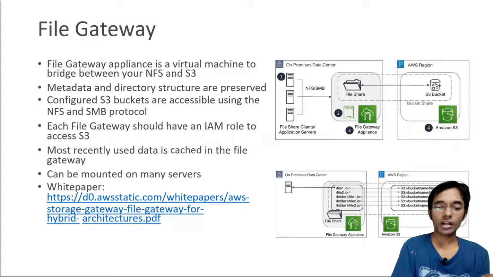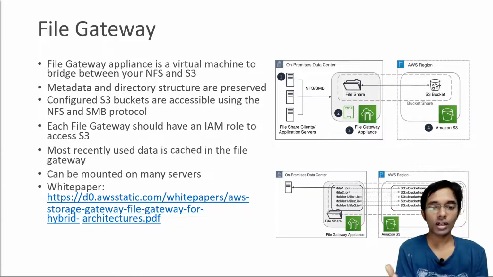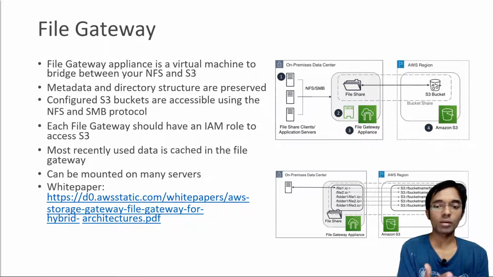The metadata and the directory structure are preserved with this. The configured S3 buckets will be accessible using both the NFS and SMB protocols. You have to remember going into the exam that for bucket access using IAM roles, each file gateway should have an IAM role to access Amazon S3. That makes a lot of sense because it's a virtual machine accessing an AWS service.